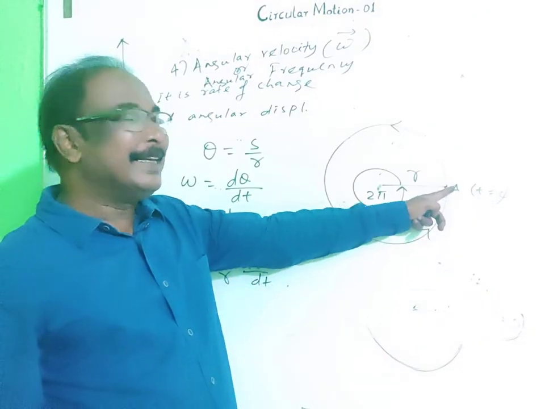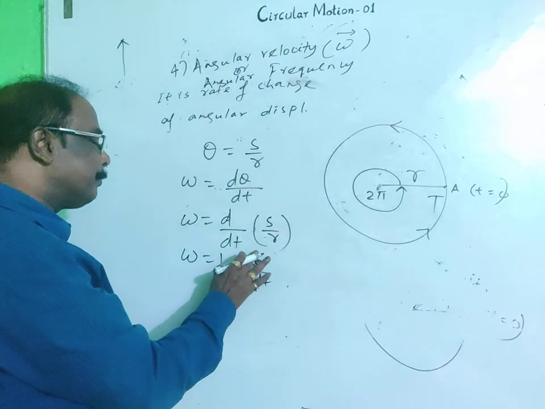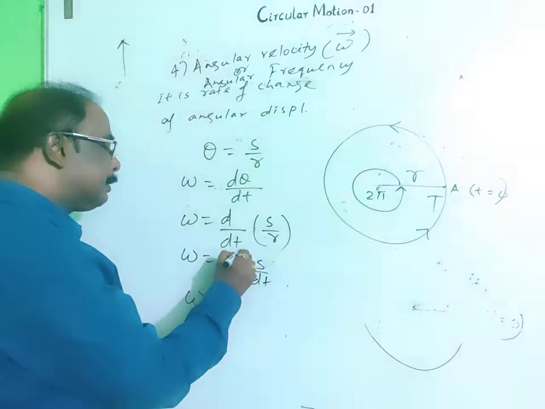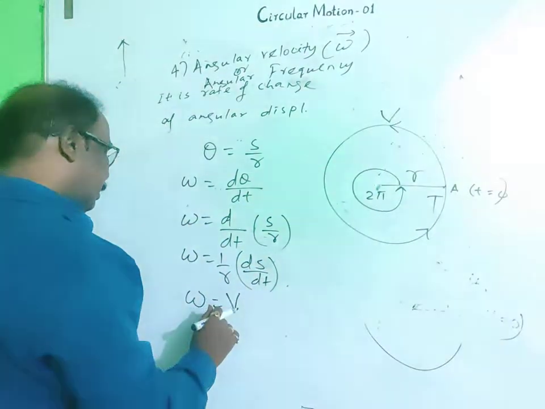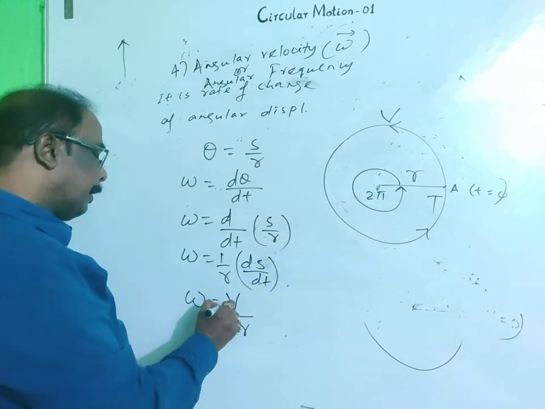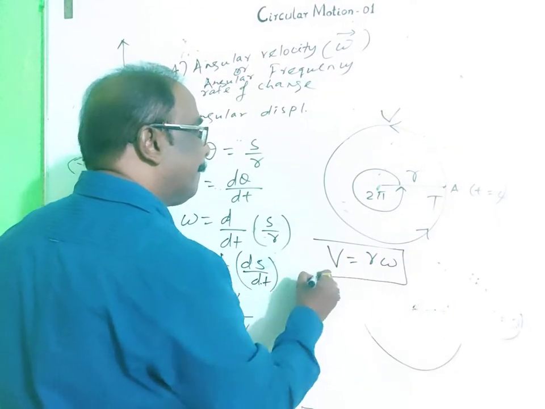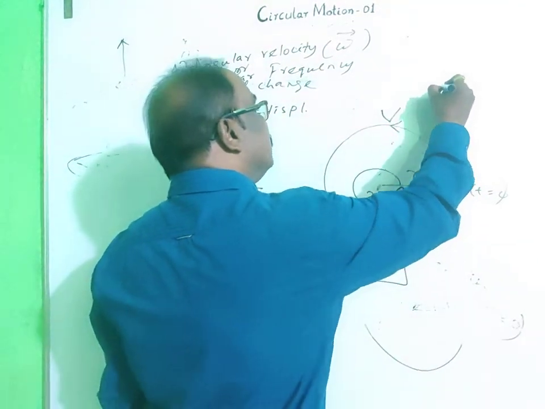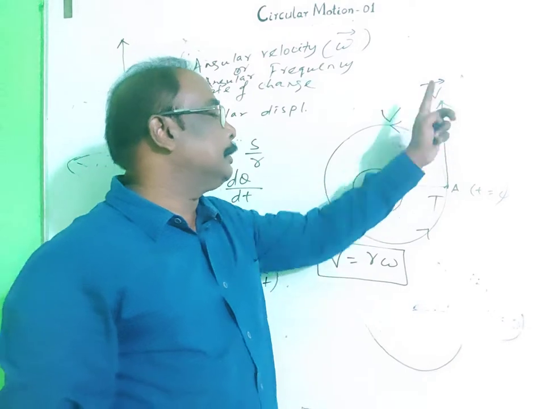The linear motion is along the circular path, as we have discussed. So ds by dt is the magnitude of linear velocity. So we may write omega is equal to ds by dt, the magnitude of linear velocity v, times 1 by r, means v by r. So finally we may write v is equal to r omega. Here, if the particle is moving in anticlockwise order, then the velocity is v. We are considering uniform circular motion, so the direction of velocity is along the tangent.